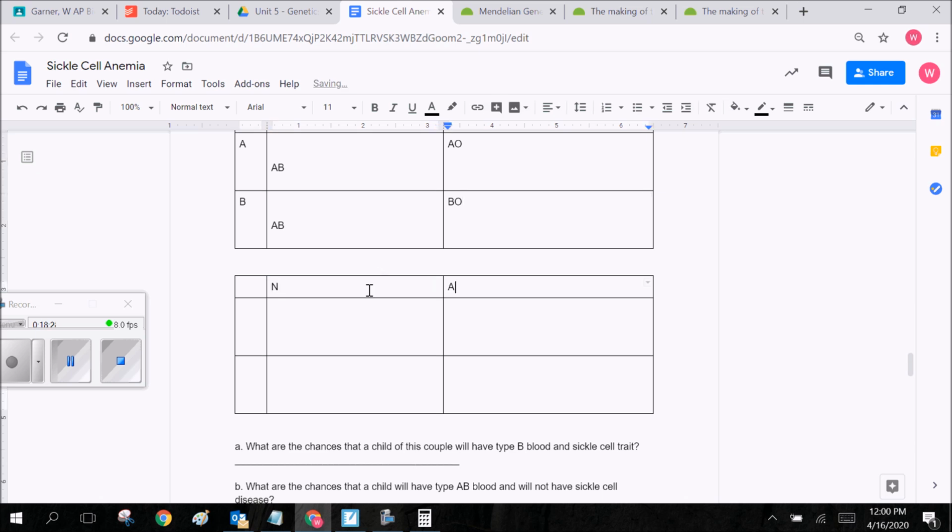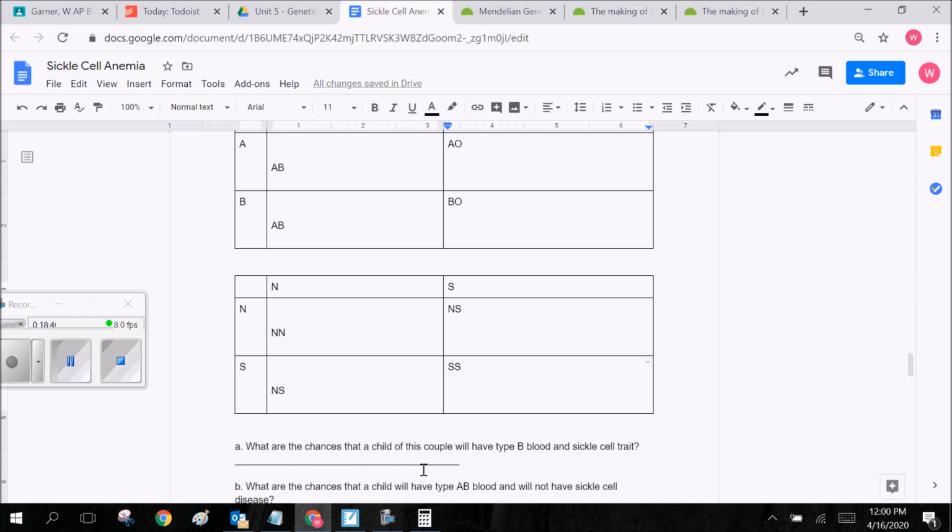So NS, which remember I replaced the A on this one with an N to make it easier. So NS. So this is normal. This has the trait. This has the trait, and this is the sickle cell.